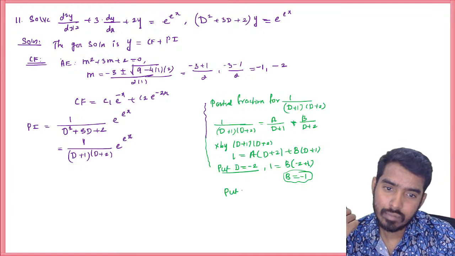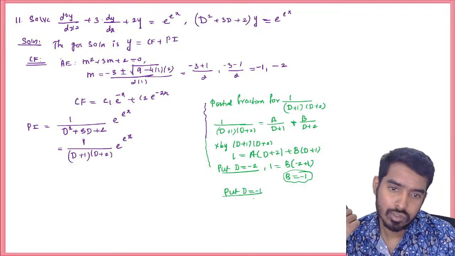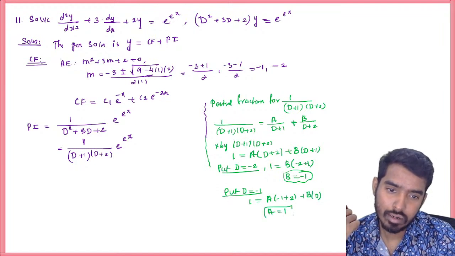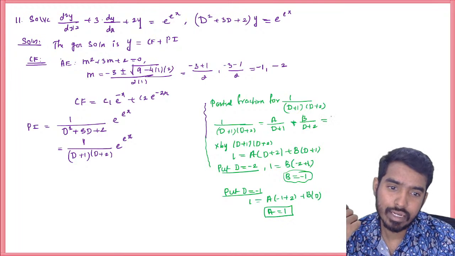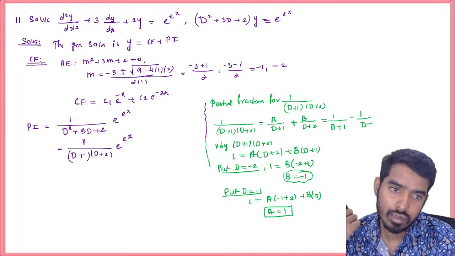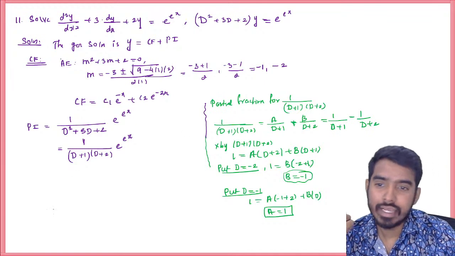Put d is equal to minus 1. So we will have 1 is equal to a into minus 1 plus 2. B will be 0. So we will have a to be equal to 1, right? That means this can be written as 1 by d plus 1. A is 1, b is minus 1, right?